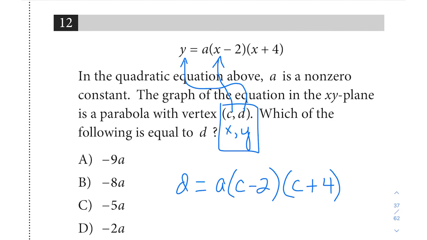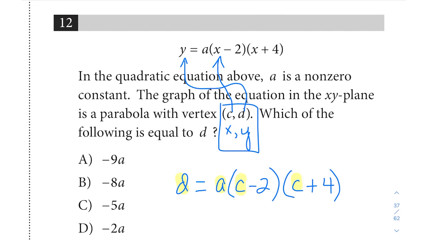So now the question asks, the graph of the equation in the xy plane is a parabola with vertex (c, d). Which of the following is equal to d? So let's think about the vertex. Simple substitution gives us this, but we can see that we still have too many variables here.